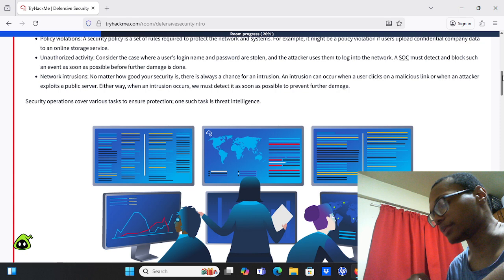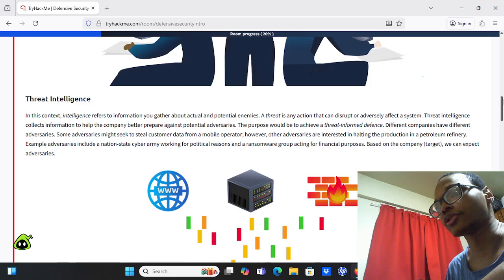Security operations cover various tasks to ensure protection. One task is threat intelligence. In this context, intelligence refers to information you gather about actual and potential enemies. A threat is an action that disrupts or adversely affects a system. Threat intelligence collects information to help the company better prepare against potential adversaries.